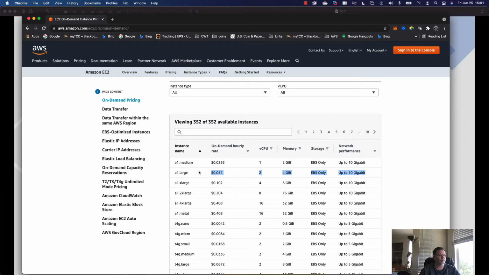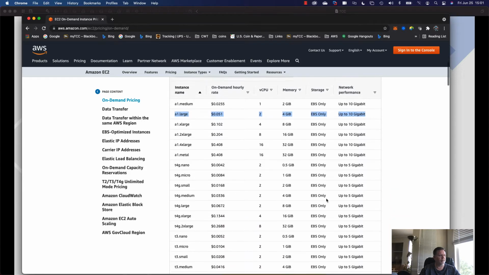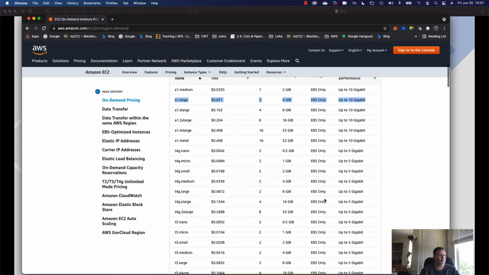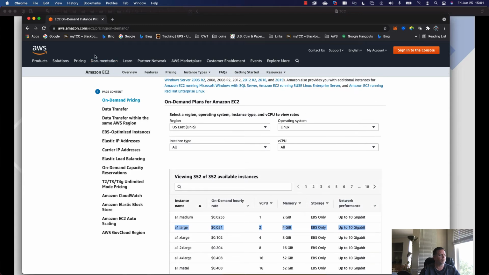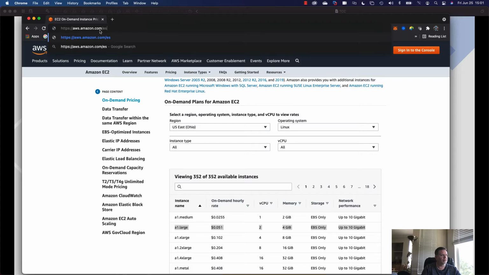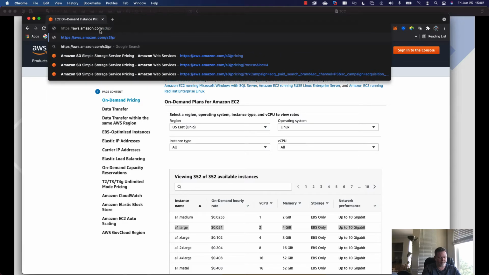So you find all about the different instance sizes in EC2, and you can see there are several pages of different types of instances. We'll get into EC2 a little bit more, but I got here by going to aws.amazon.com/EC2/pricing, and I chose the on-demand. But I can also look at S3. Let's go back to S3, and then pricing.